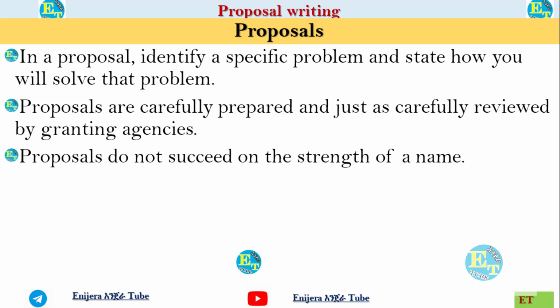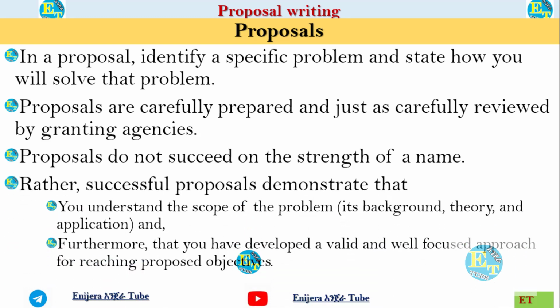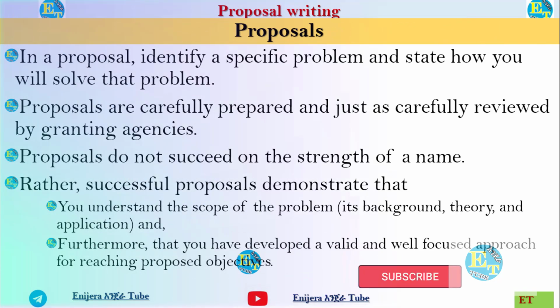So proposals do not succeed on the strength of any. Instead, successful proposals demonstrate that you understand the scope of the problem. As we see, the background of the problem, theory of the problem, and application of the problem. These are the way how we can identify the scope of the problem that we are going to write a good and excellent proposal to that of a specific problem.